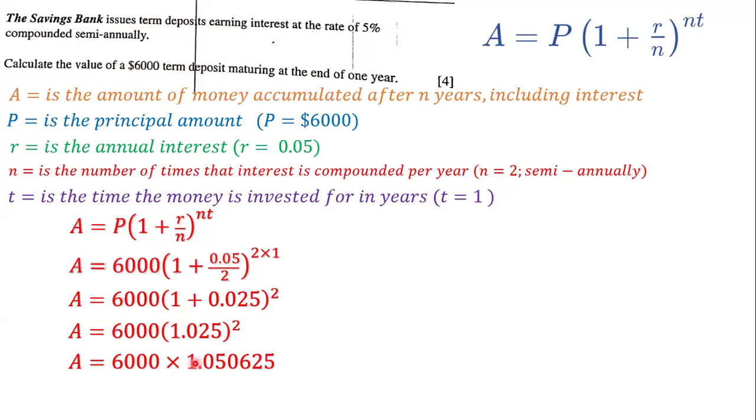Next, we multiply these two, and we get 6303.75. And so that means that the value of a $6,000 term deposit maturing at the end of 1 year is going to be $6,303.75. And that's our answer to this particular question.